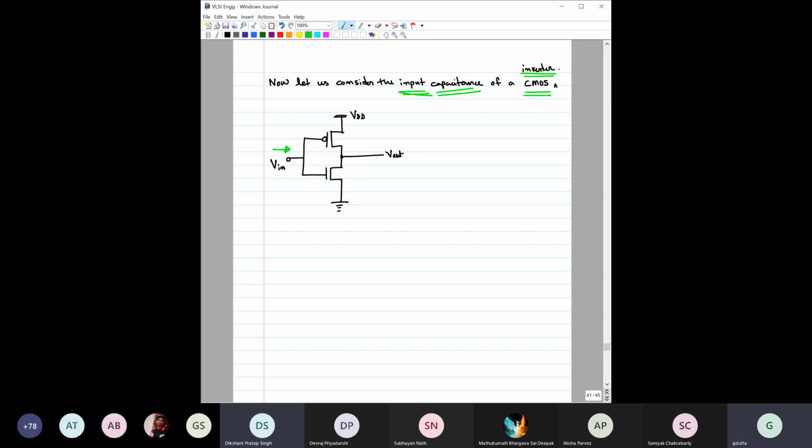Sir, that would depend on which region we are operating, right? So can you give me some estimation? Yes, I agree with you. So for example, if we consider both are in triode, or one is in cutoff. Is it possible? Actually, that was an impossible case. Like one is in cutoff, one is in saturation. We can consider that. Yes.